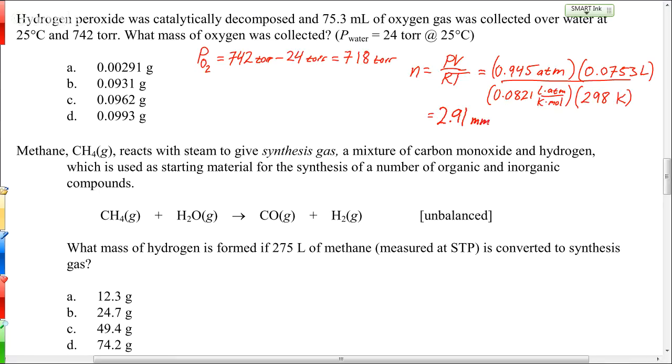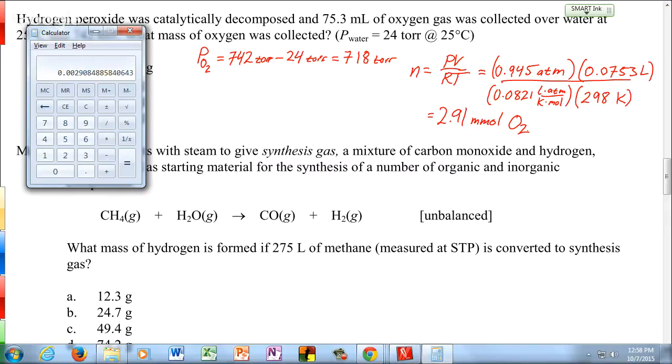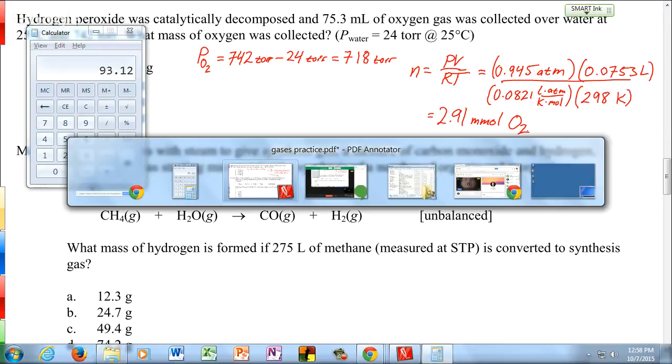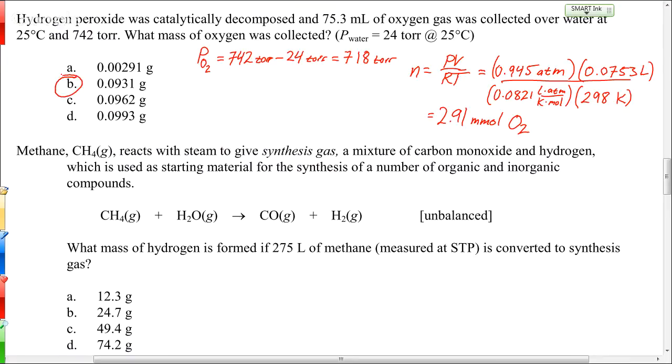Call that 2.91 millimoles of oxygen. So to convert from millimoles to milligrams, we multiply by the molar mass, which is 32 milligrams per millimole. That gives 93.12 milligrams, which is B. I guess since the answer was in grams, we probably should have just kept it in moles and then converted to grams that way. Either way.